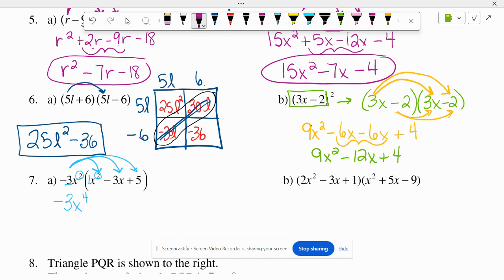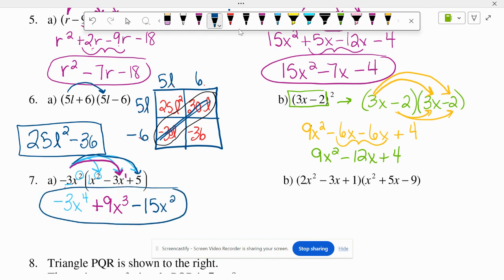Good job. Negative 3x squared times a negative 3x. What's a negative times a negative? 3 times 3 is? And remember this x on the inside has a power of 1. So what's my total exponent? Good job. Last one, negative 3x squared times 5. Negative 3 times 5 is? Negative 15x squared. All right.